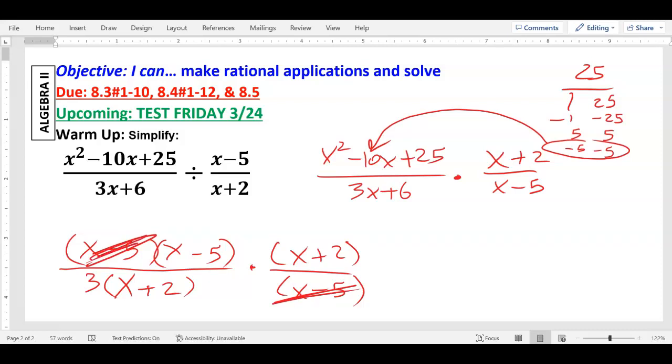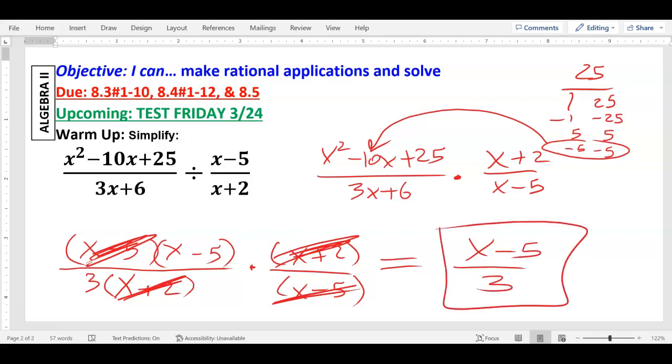What else is on top and bottom that matches? Is there an x minus 5 on the bottom? Okay, x plus 2 here, x plus 2 here. Now you can slice them, right? Now whatever's left over, x minus 5, 3, those don't match. That's it, okay? So we're going to end up with just x minus 5 on top, 3 on the bottom. That's it, okay?